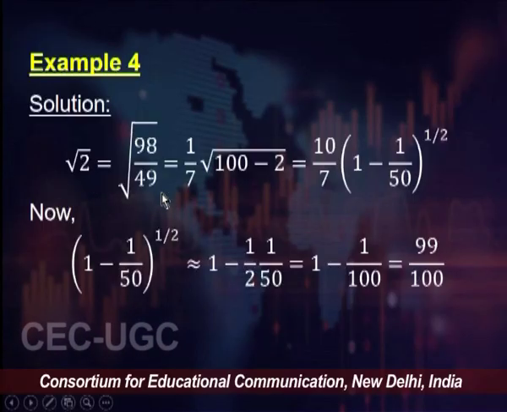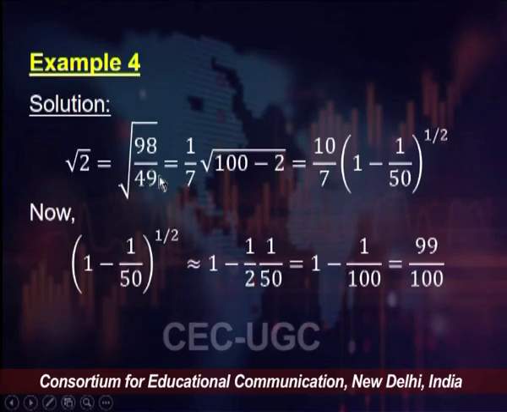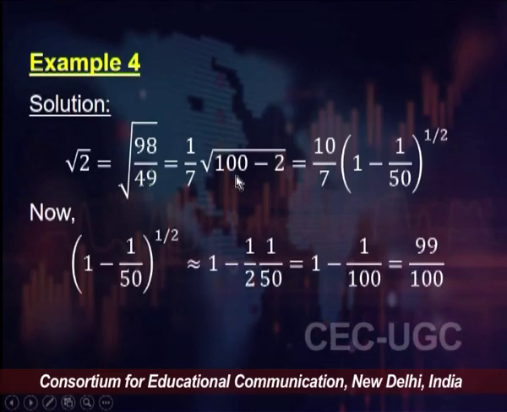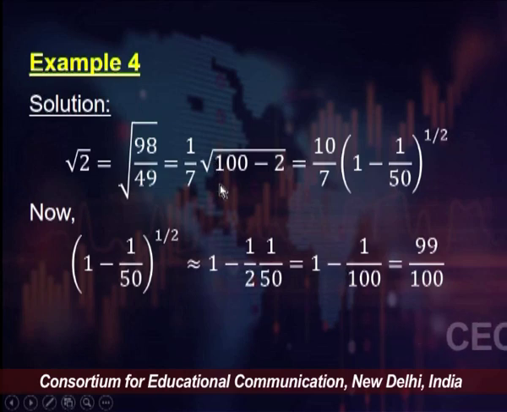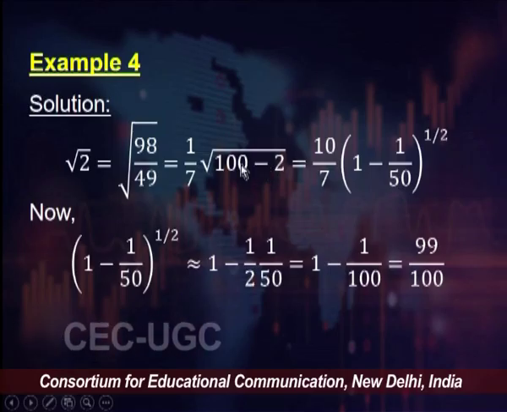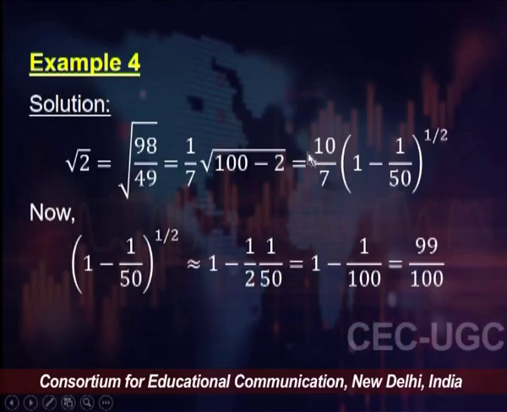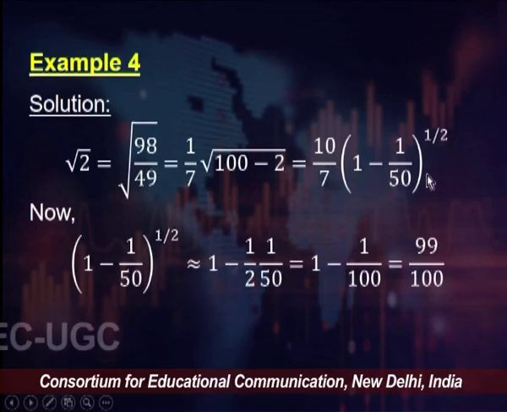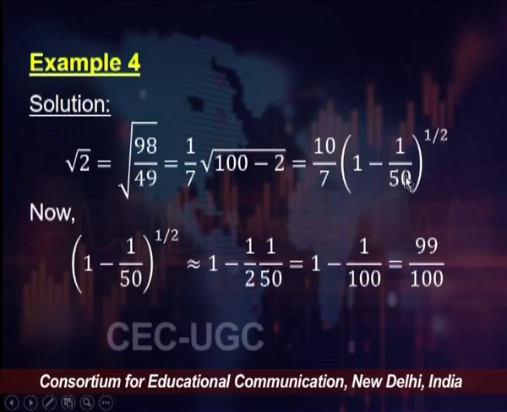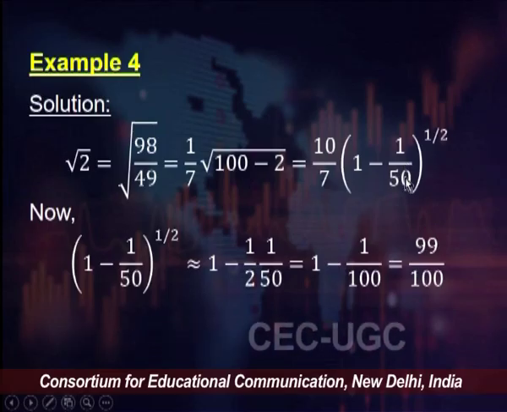Now, following up on the hint, the square root of 2 is the square root of 98 by 49. Now, because the square root of 49 is 7, I can bring that out of the square root sign and write things as 1 by 7 times the square root of 100 minus 2, because 100 minus 2 is 98. And again, I can take 100 common because that has a clean square root. So that's going to give me 10 by 7 times 1 minus 2 by 100 to the power half. 2 by 100 is nothing but 1 by 50, right?